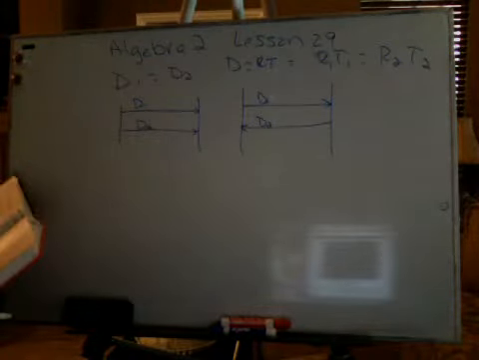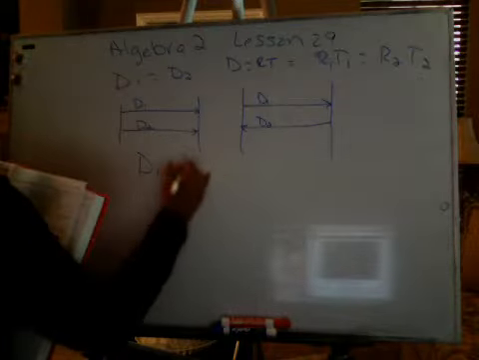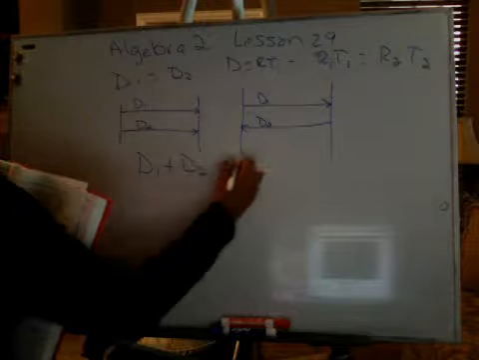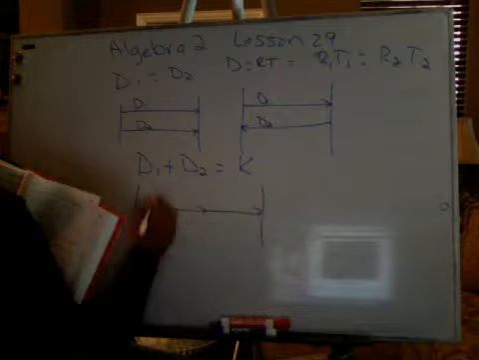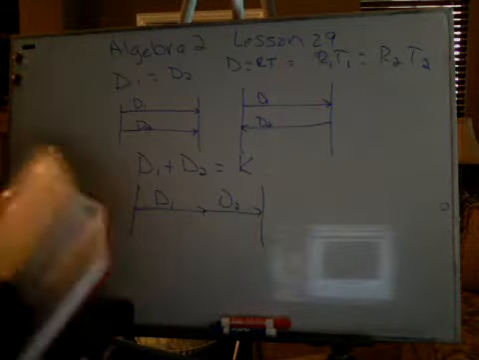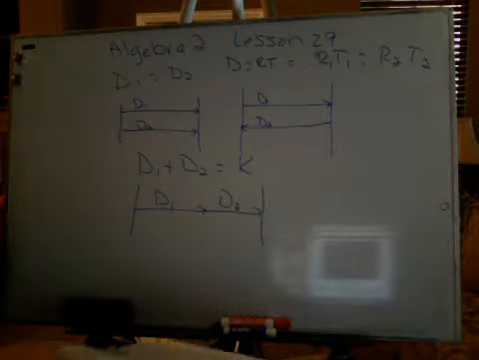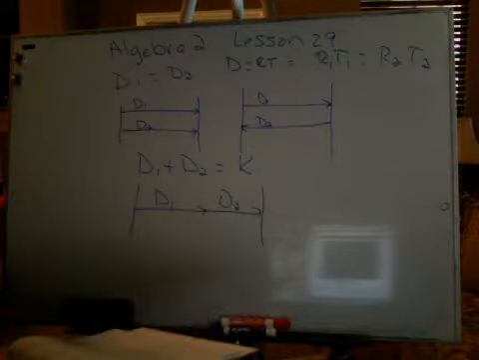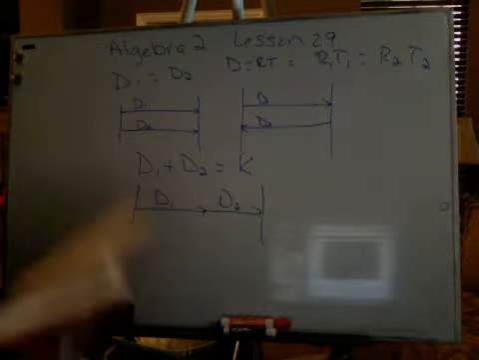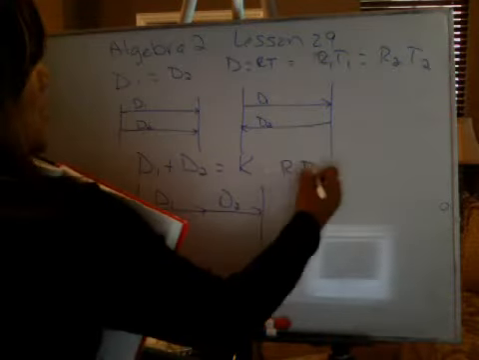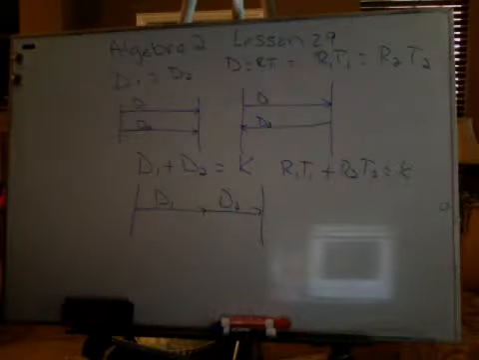Now we're going to talk about the sum of the distances equals some number. So we're going to say that D1, the distance of 1, plus D2 is equal to some number K. And it's going to look something like this, D1, D2. That's only one example. They could also be going in opposite directions or coming towards each other. If you look at the bottom of page 131, you'll see the other two options. Basically what we would say is R1T1 plus R2T2 is equal to K, some number K.